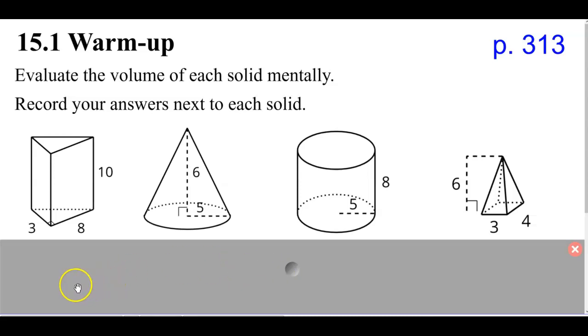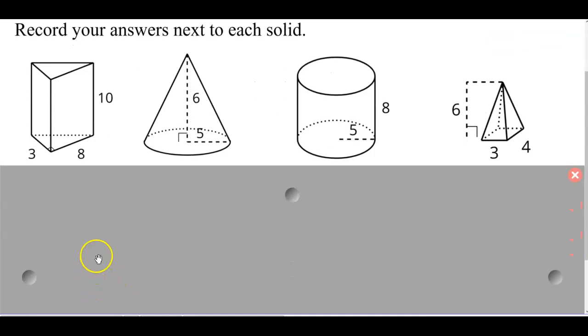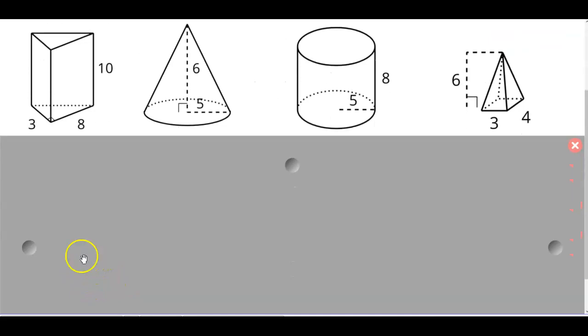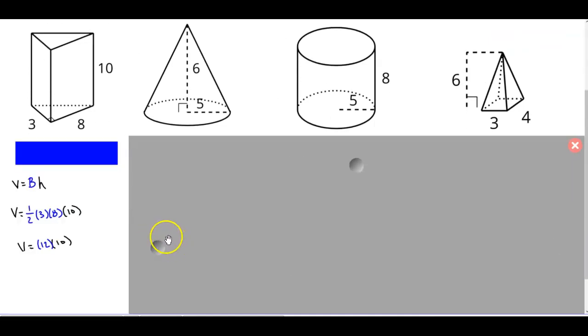All right, now that you had a chance to do that, let's go over some of the answers here. I actually showed my work even though we were supposed to do this mentally, but I noticed that I have a triangular base, a 3 by 8 right triangle, so 3 times 8 is 24. Half of 24 is 12, and the height is 10. So 12 times 10 would give me a volume of 120 cubic units.